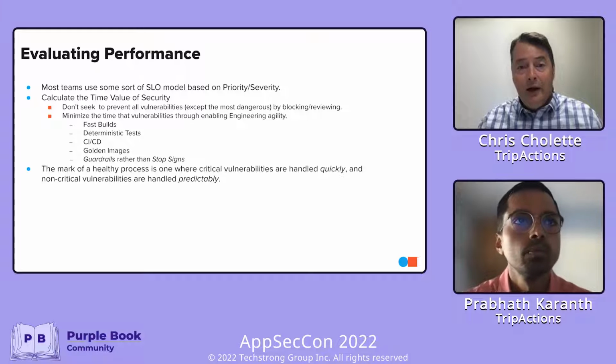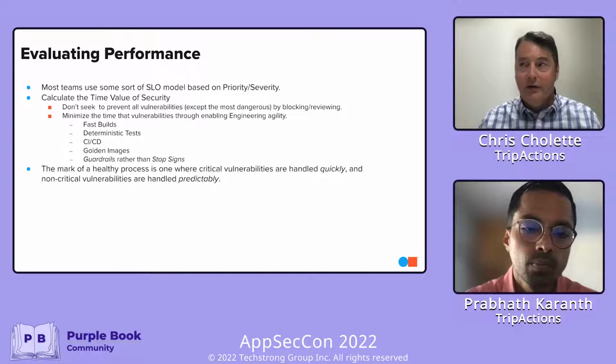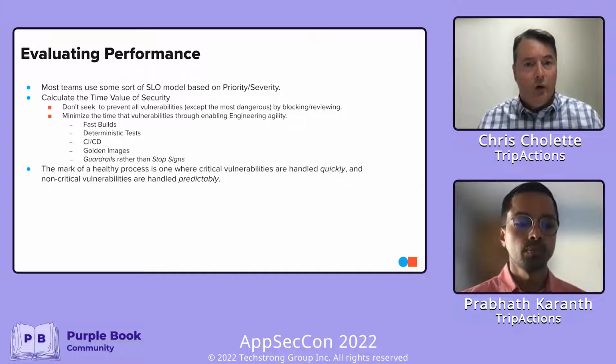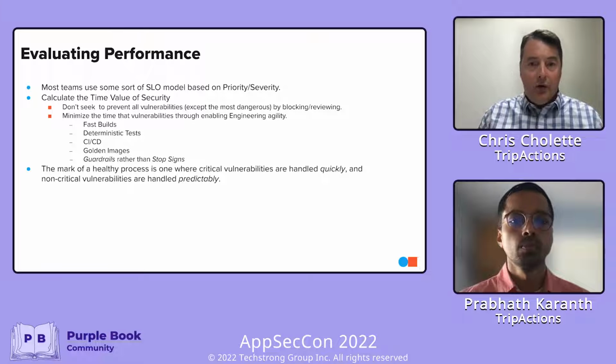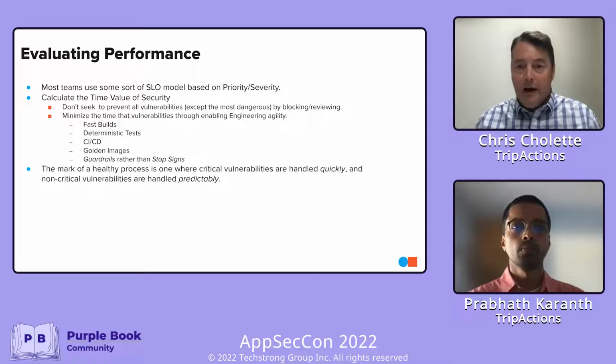And finally, evaluating performance. Most teams use some sort of SLO model, SLO, SLA, based on priority and severity. For example, I've been in organizations where a P0 is immediate. A P1 bug is something like 7 or 14 days. So you should evaluate continuously how long do these vulnerabilities or problems exist, right? So the key is we want things to flow as much as possible. So don't seek to prevent all vulnerabilities by integrating blocking or review processes. Let teams do what they need and then catch up with tooling reviews as we move forward.